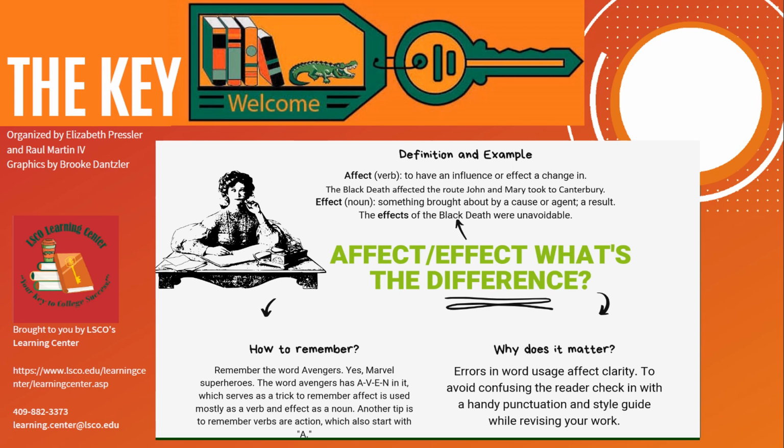For example, the Black Death affected the route John and Mary took to Canterbury, but the effects of the Black Death were unavoidable. You may be wondering, well, how do I remember the difference? Here's a little trick. Think of the word Avengers. Yes, Marvel superheroes. The word Avengers has A-V-E-N in it, which serves as a trick to recall affect is most often used as a verb, being next to the V, and effect as a noun, being closer to N.